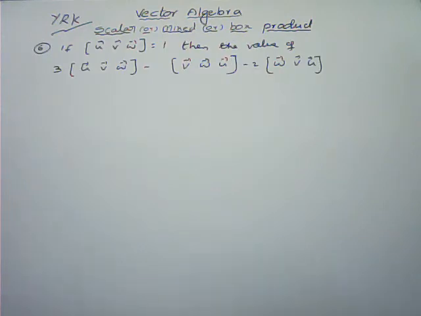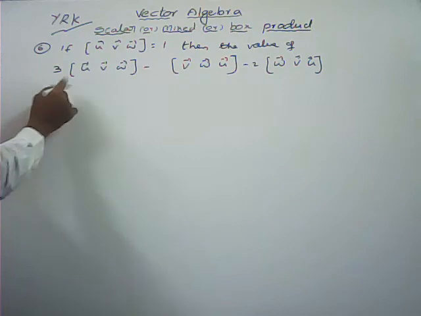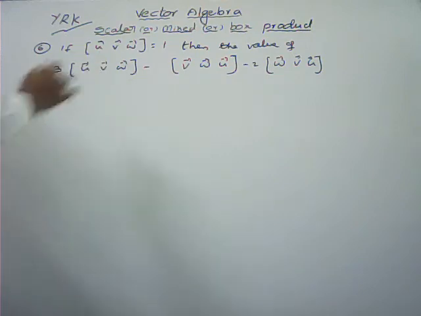Next one. Box UVW, that is equal to U bar, V bar, V bar, W bar, that is equal to 1, then the value of this one. This is equal to, here, everything you can express in terms of UVW only.